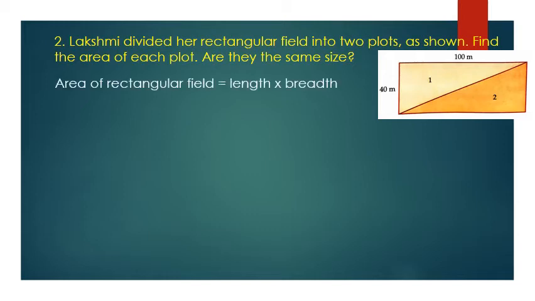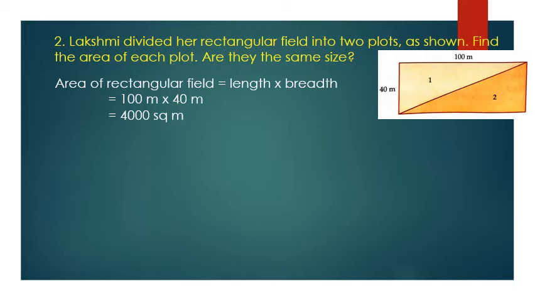First of all, the area of the whole rectangular field is equal to, as we know, that the area of a rectangle is length into breadth. So what we are going to do? We are going to multiply the length of the field by its breadth. So what is the length of the field? It is 100 meter. And what is the breadth of the field? It is 40 meter. So 100 meter multiplied by 40 meter is equal to 4000 square meter. Right.